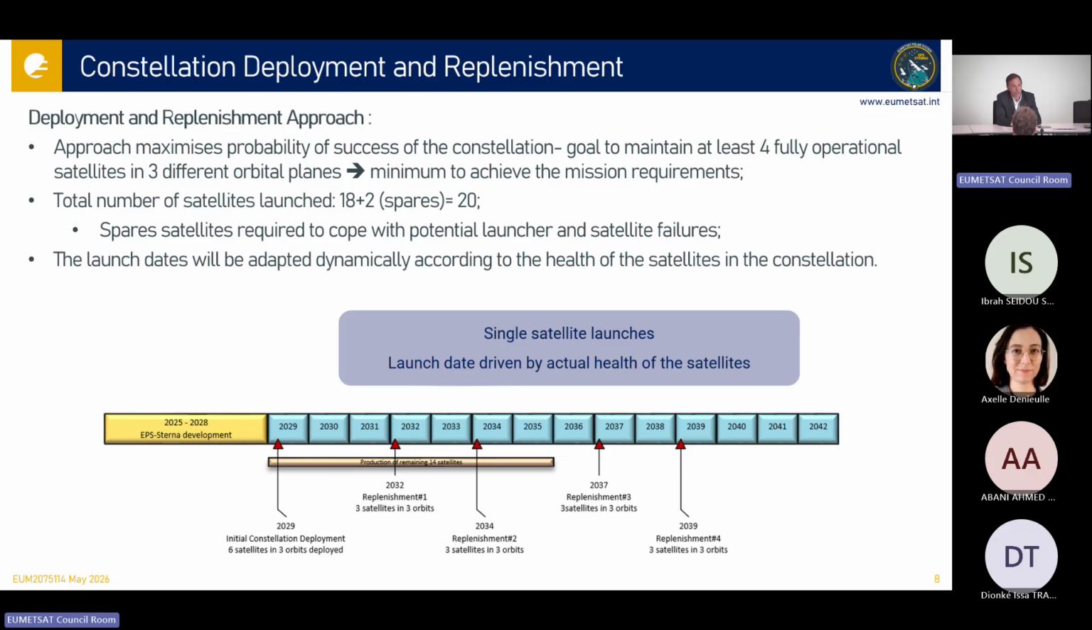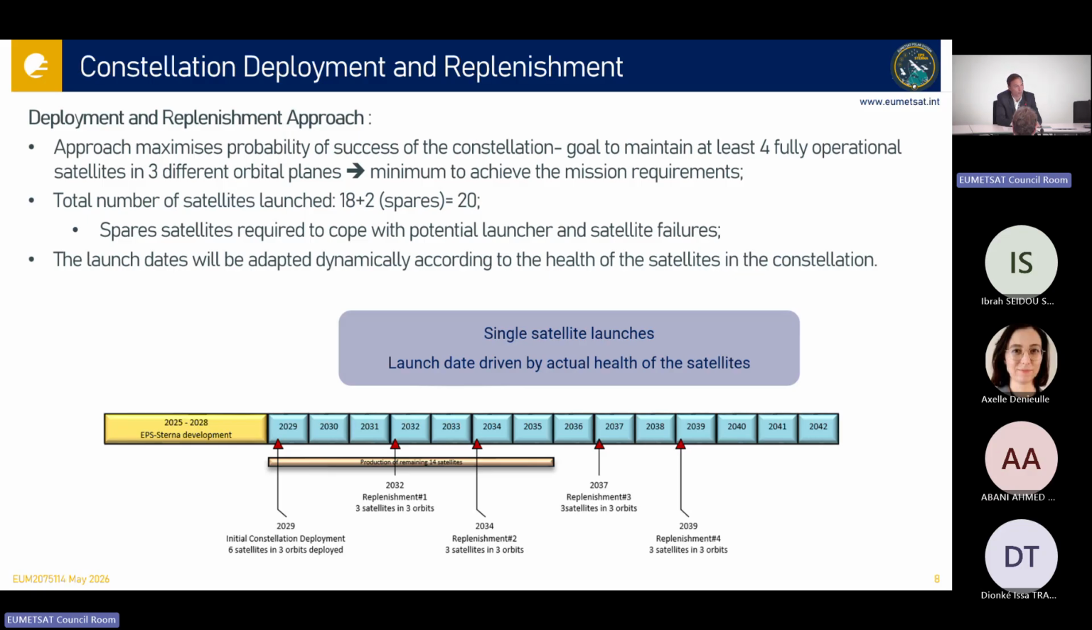In terms of deployment and replenishment strategy, as these satellites are developed along the so-called new space approach, their reliability may not be as good as one of the satellites we have been flying until now. And that's why we have a strategy for replenishment, which is taking this into account. Of course, this is quite theoretical, what you see on the screen.